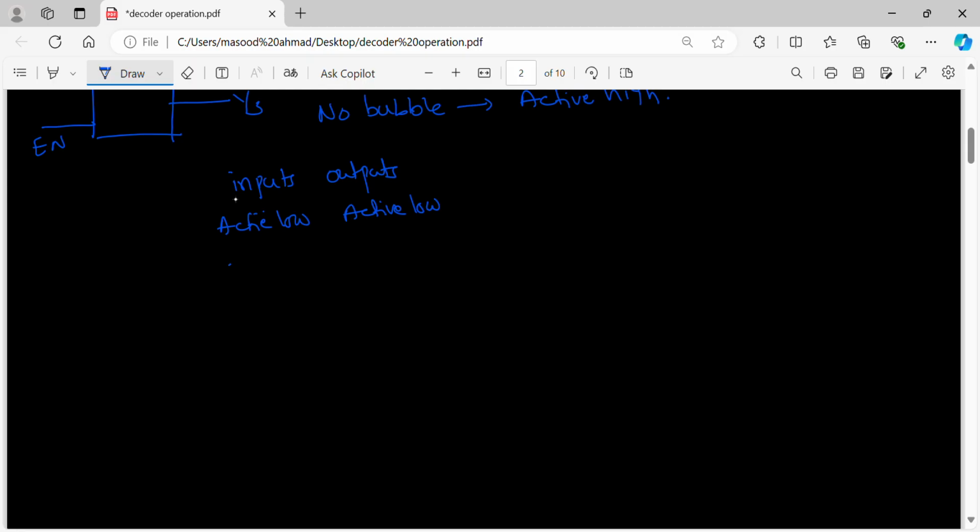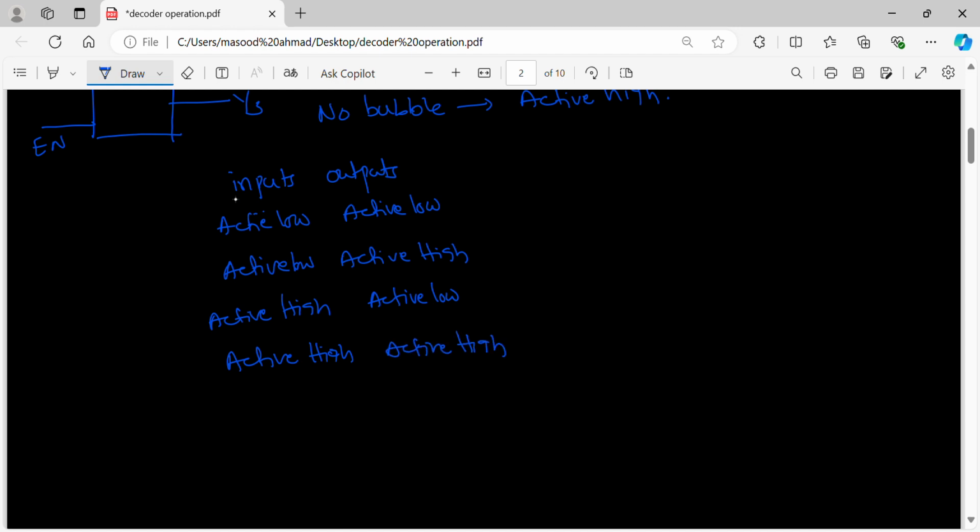Okay, this is active low, but it is active high, outputs active high. Or what I can do is inputs active high, outputs active low, or I can have both active high, inputs active high, outputs active high. This is possible. Now we try to understand 2-line to 4-line decoder operation.